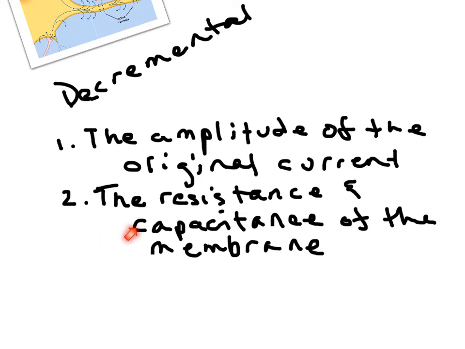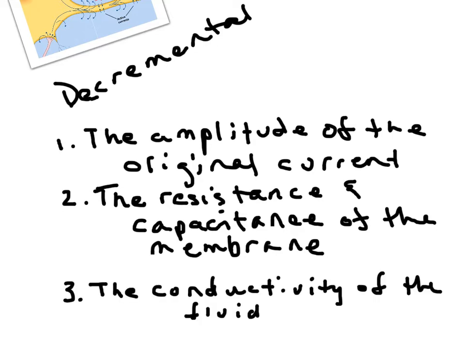The capacitance is the ability, as you know from batteries, to hold a charge. Capacitors hold a charge. And third is the conductivity of the fluid in which the current's moving. And although I've referred to the currents here as positive and depolarizing, you can also have negative currents. You can have hyperpolarization of the membrane, in which the membrane potential becomes more negative, and thus decreasing the possibility of an action potential.